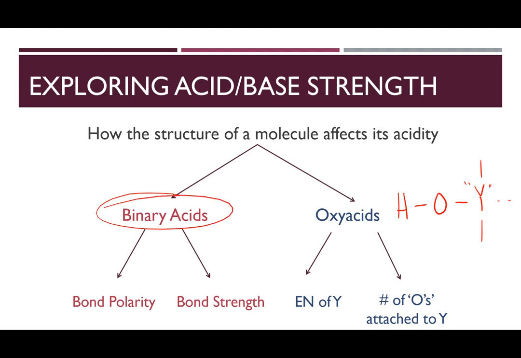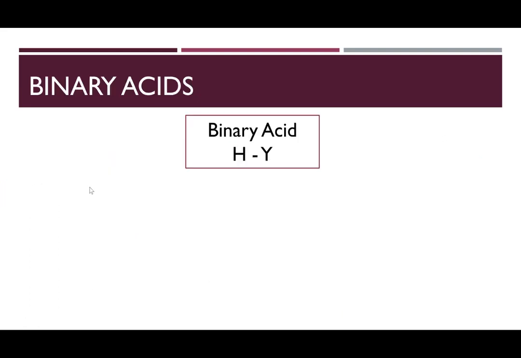So first, we're going to talk about binary acids. Again, binary acids are things like HCl versus HF. One of these acids is a strong acid. One of these acids is a weak acid. They look very, very similar in structure. So why is one strong and it completely dissociates? Why is one weak and it only partially dissociates?